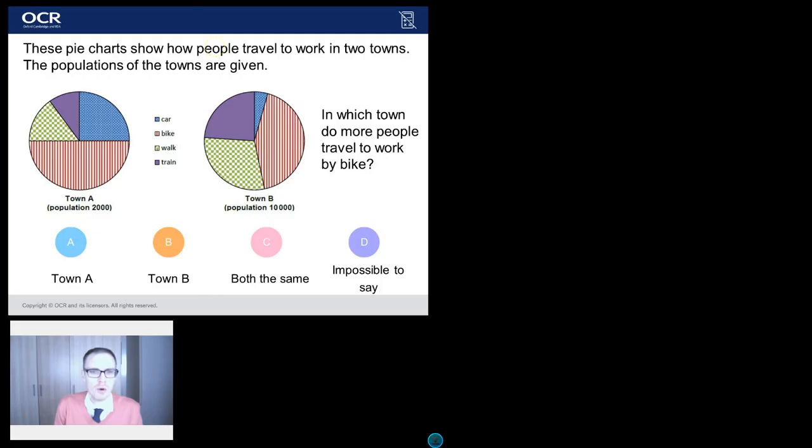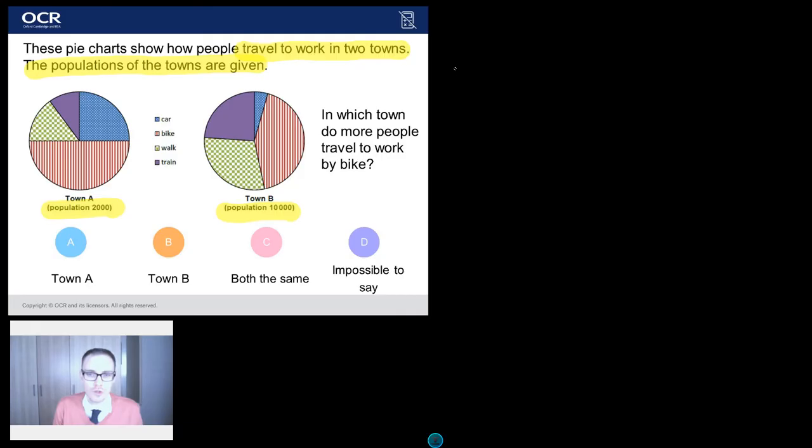These pie charts show how people travel to work in 2 towns. The populations of the towns are given. Now, make sure you notice that. The populations of the towns are given. Population. Get that recorded. In which town do more people travel to work by bike? Now, hopefully on this video you can make out the key, but bike is the second one down there, and it's the red stripy thing. So the red stripy section represents bike.